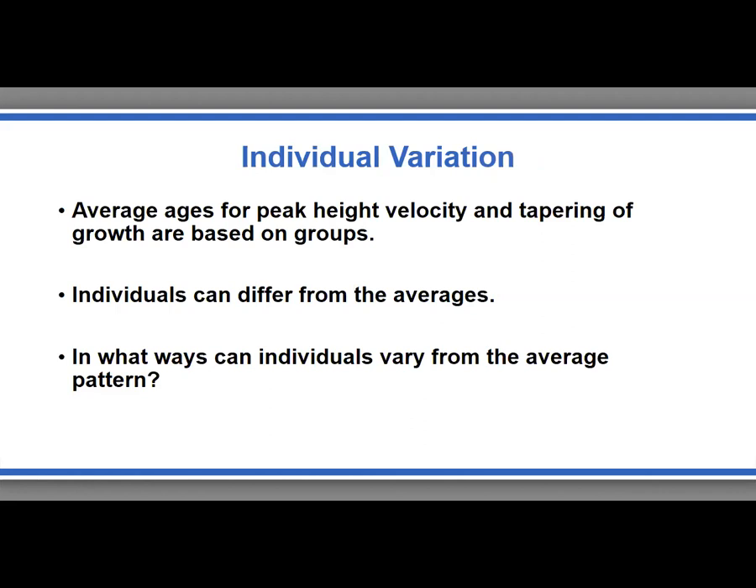Individual variations, average ages for peak height velocity and tapering of growth are based on groups. Individuals can differ from the averages. In what ways can individuals vary from the average patterns? You'll have some boys that start earlier. You have some girls that may start later. You have some girls that may start earlier, so on and so forth. You may have some girls that grow through 18. You may have some boys that grow into their 20s. There's all kinds of different things, right? And then if you look at the NBA and WNBA, you've got a whole host of folks that are, most of them, outside of the averages, right?